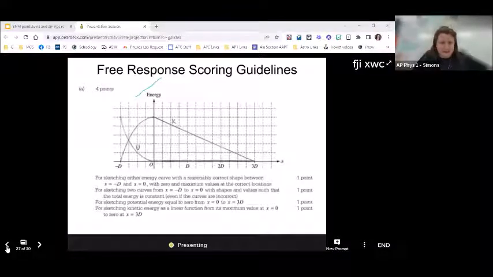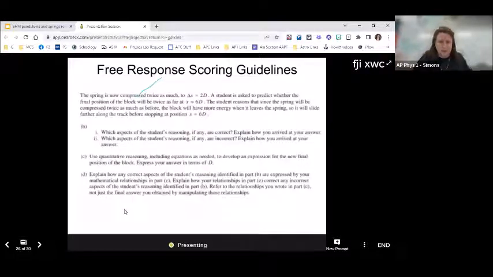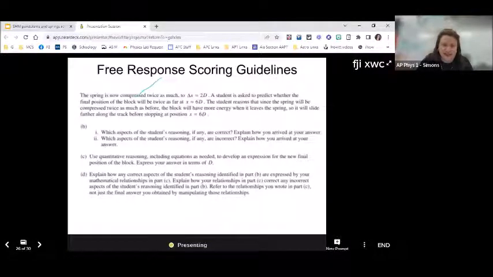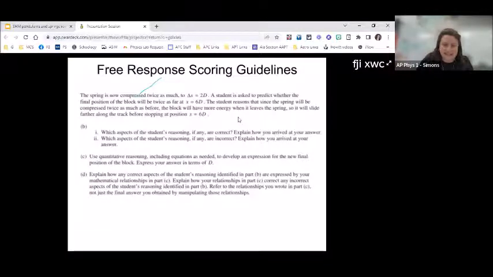All right, we kind of skipped the other parts of this question, but let me go back to it. In part B, we have some new information here, so the situation changes slightly. We know this because there's information all the way to the left, justified, not indented. So the spring is now compressed twice as much. We go to 2D. The student is asked to predict whether the final position is going to be twice as far. Is it going to move to the right all the way to 6D? The student reasons that since the spring will be compressed twice as much, the block will have more energy when it leaves the spring, so it will slide farther along the track and stop at position 6D.